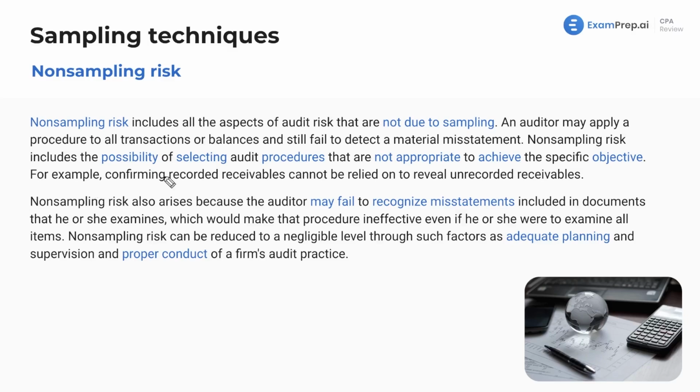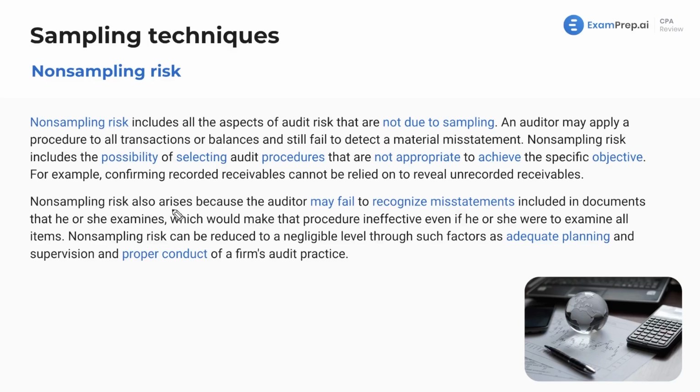So, for example, confirming recorded receivables cannot be relied on to reveal unrecorded receivables. If you chose a process that's not going to reveal something else, that's a problem. Specifically here, if we are sending out confirmations, we can only send them out based on the receivables we see. But if there are receivables that should have been recorded but are not, we don't see them written down. So as such, we can't send confirmations. So that would be an insufficient procedure, which would fall under non-sampling risk.